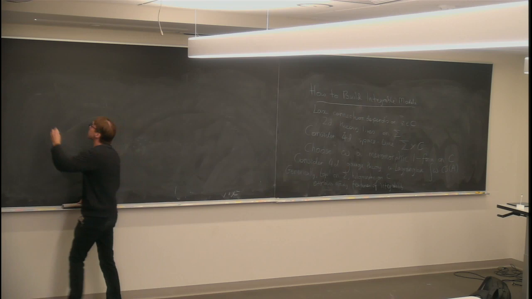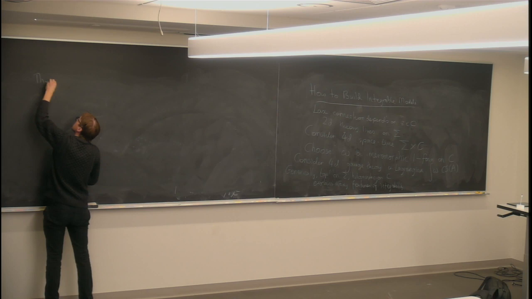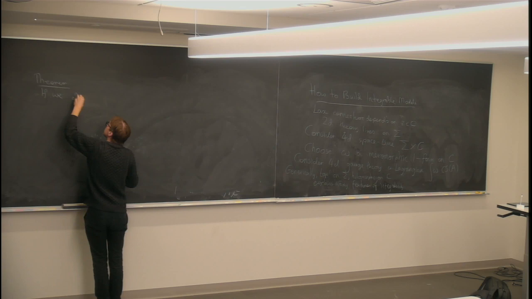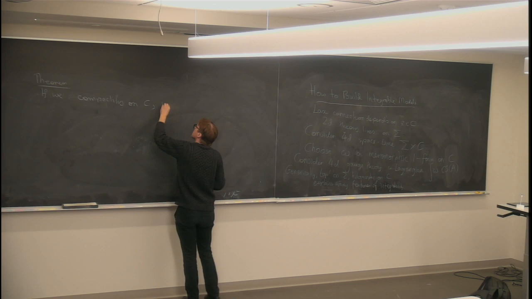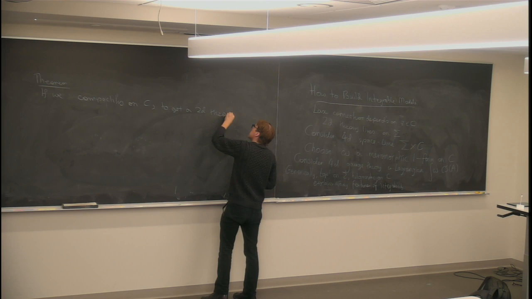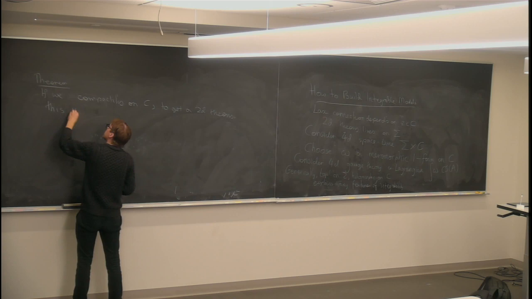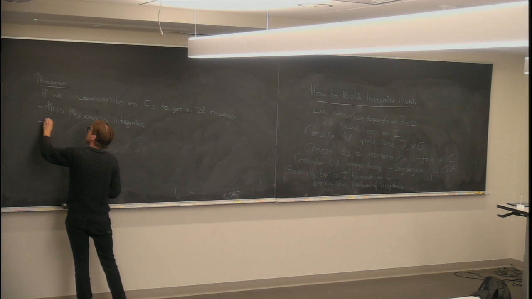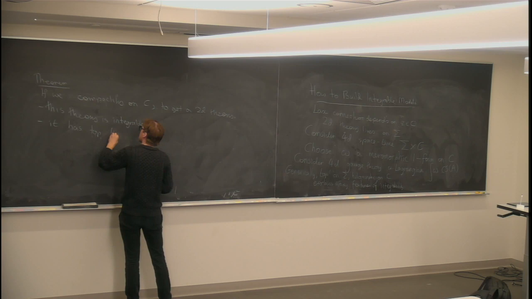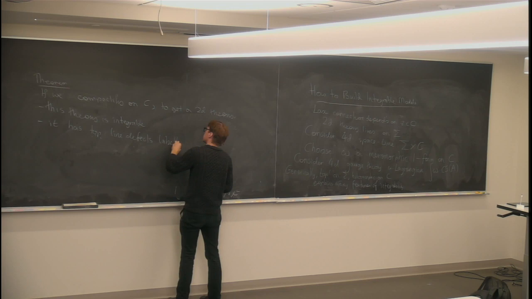So our result is that if we dimensionally reduce, compactify on C, again, there's going to be a 2D theory. This theory is integrable. And it has lots of topological line defects that are labeled by 4D Wilson lines.